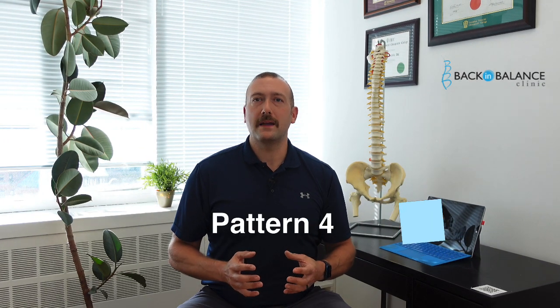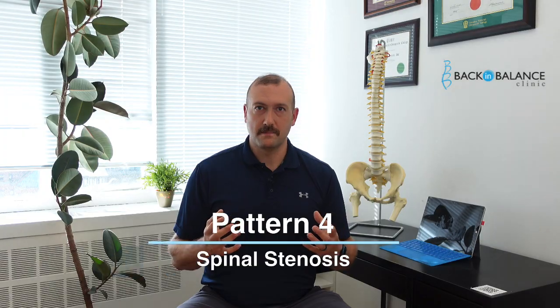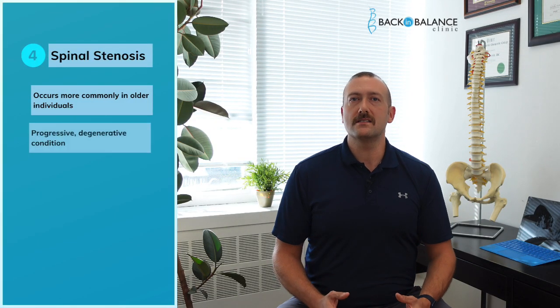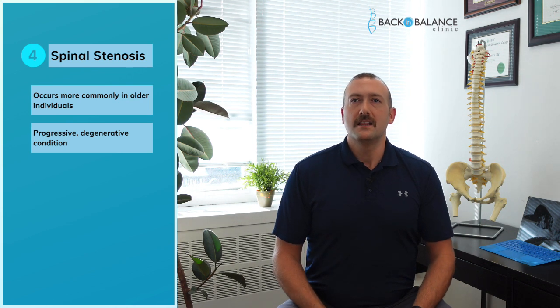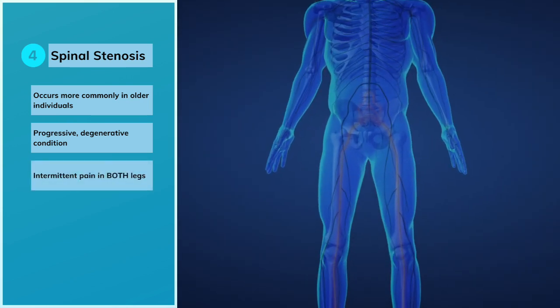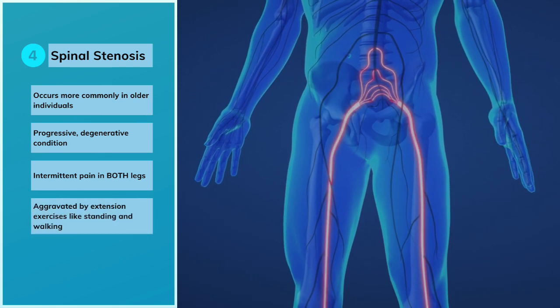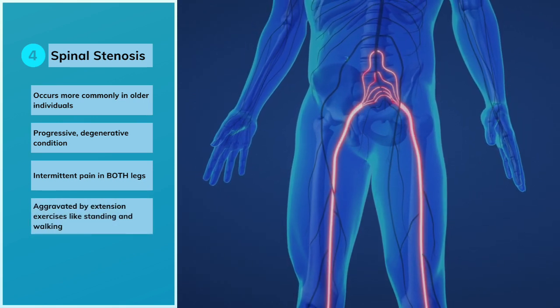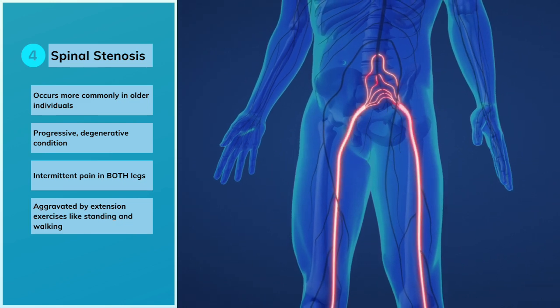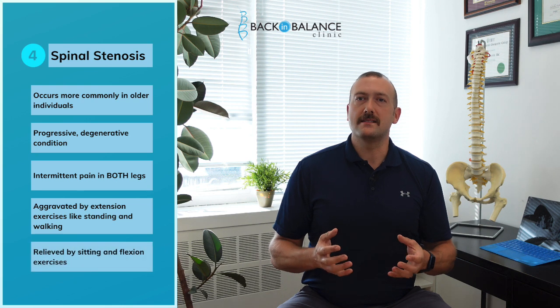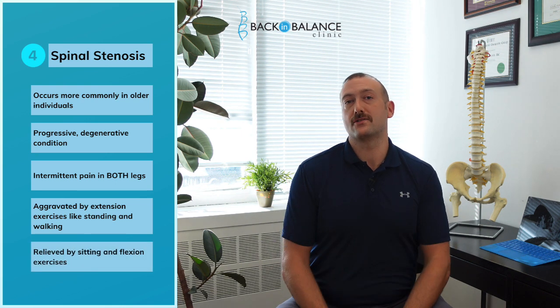Pattern 4 of low back pain is what we call spinal stenosis. This occurs more commonly in older individuals and is a progressive degenerative condition. This pain is usually intermittent and aggravated by extension type exercises like standing and walking. You can experience numbness, tingling, or glute pain in both legs. This pain is often relieved by sitting or other flexion type exercises or movements and positions.